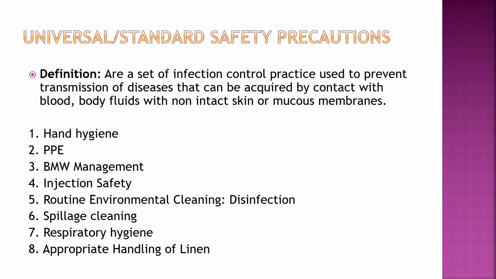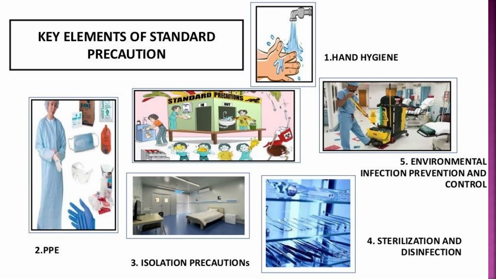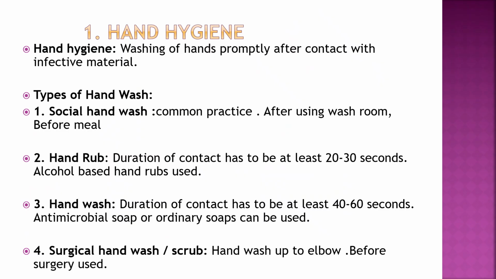So these are a set of infection control practices used to prevent transmission of diseases that can be acquired by contact with blood or body fluids with non-intact skin or mucous membranes. The components are hand hygiene, personal protective equipments, biomedical waste management, injection safety, routine environmental cleaning, disinfection, then spillage cleaning, respiratory hygiene, appropriate handling of the linen. So these are few important components of the precautions. So let's study hand hygiene in detail.